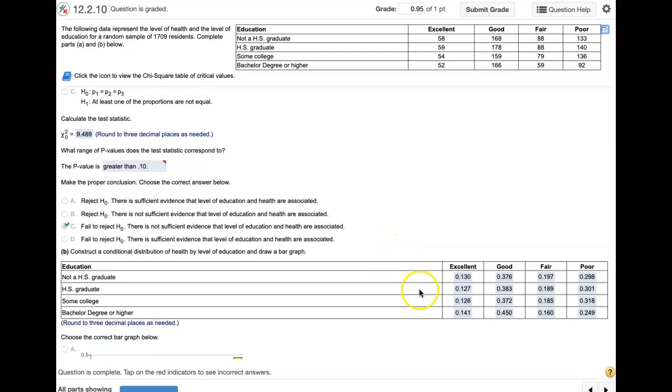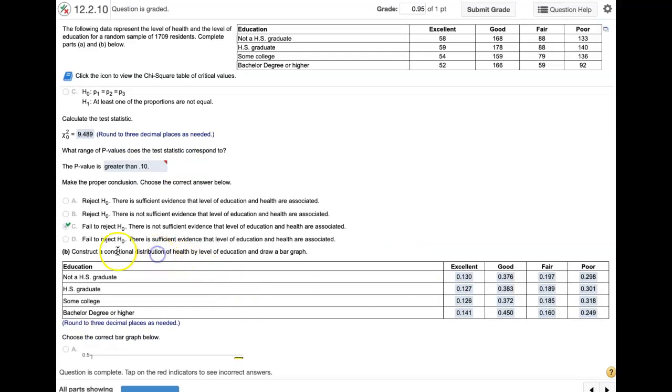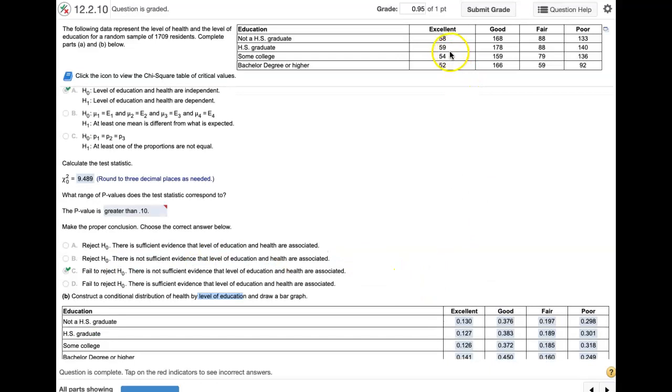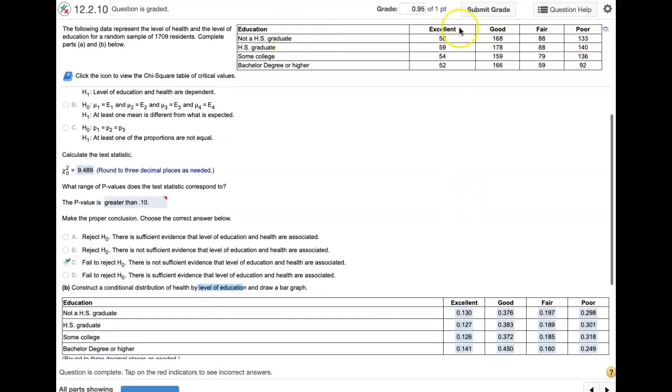Now looking at the next piece, conditional probability of health by level of education. What we're doing is just going to calculate the relative frequency. For example, what percent of people are not high school graduates and excellent, given that we're doing it by level of education. In this case, you would take 58 and divide it by how many people are not high school graduates.